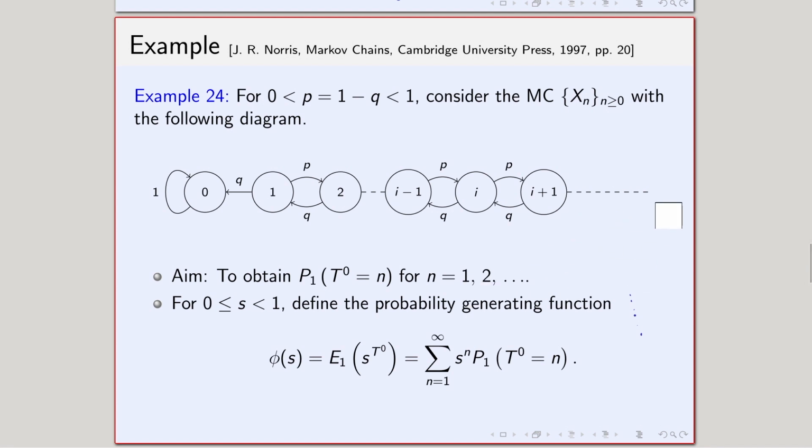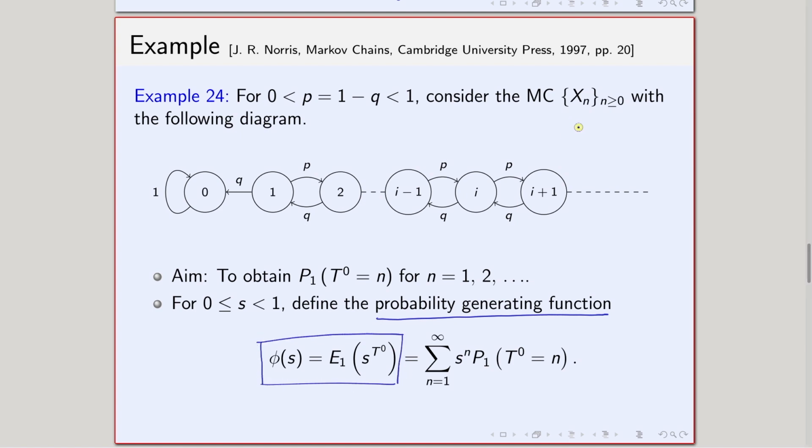So now, to find these probabilities, we are going to talk about what is called the probability generating function. What is a probability generating function? By definition, the probability generating function is this.